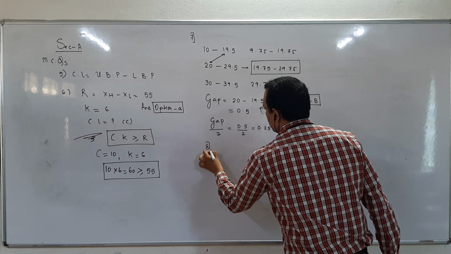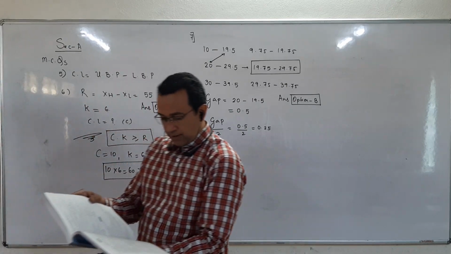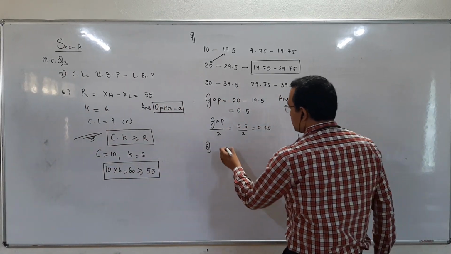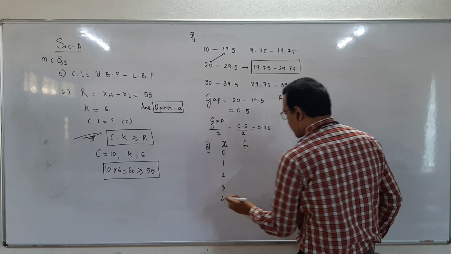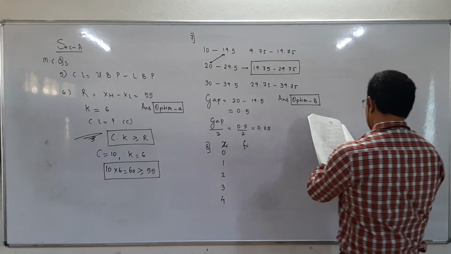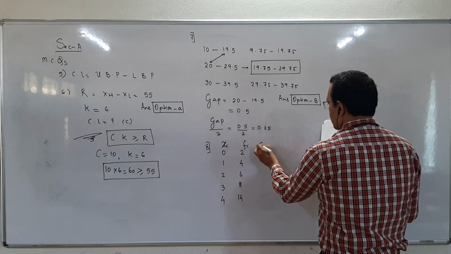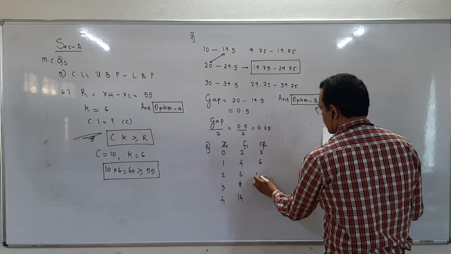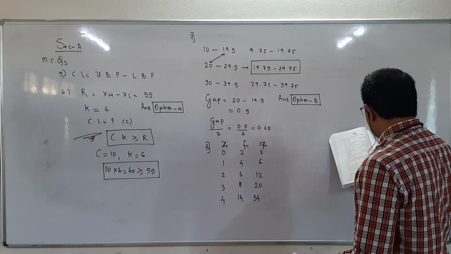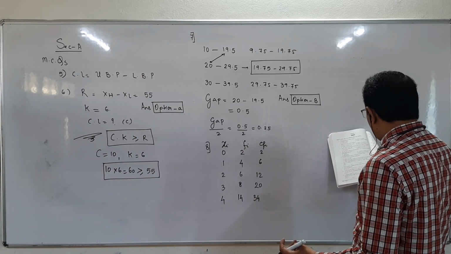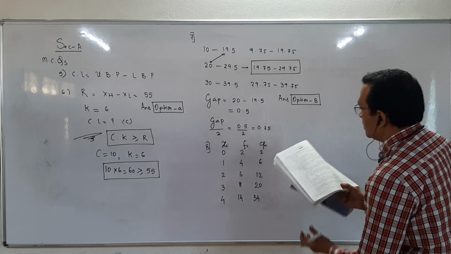Okay, MCQ number 8. A discrete variable has values 0, 1, 2, 3, 4 and the corresponding frequencies. Okay, students, we are given xi, we are given fi: 0, 1, 2, 3, 4. And what are the corresponding frequencies? 2, 4, 6, 8 and 14. So CFI will be 2 plus 4, 6 plus 6, 12 plus 8, 20 plus 14, 34. What is the value of more than type cumulative frequency when the value of variable is 2?